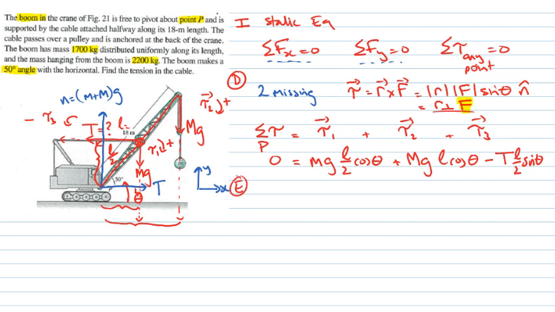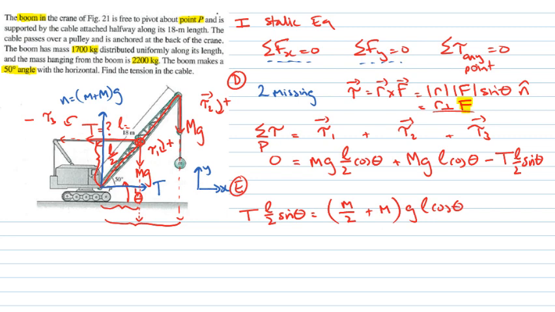So I need to rearrange this to get T by itself. So what I might do is take this negative term and bring it across to the right-hand side. So I've got T times L over 2 times sine of theta is equal to, I've got a few common terms here, so I might just write this as, if I take little m over 2 plus big M, and then you can see that we've got common terms here. So g is common, L is common, and cosine theta is common.